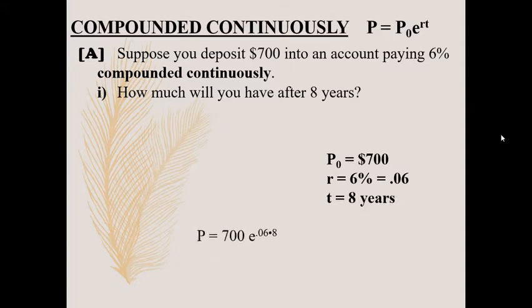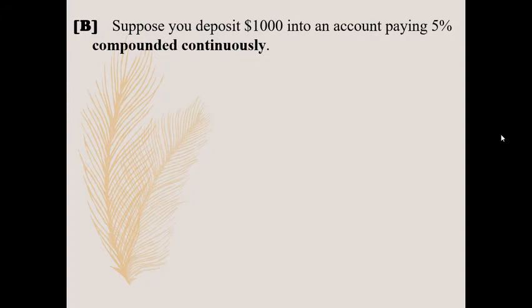So this is what our equation looks like. Notice that it's 700, Euler's number, to the exponent of 0.06 times 8. And then we would just plug that into our calculator, and we would have $1,131.25. So that is all you're doing for these problems. Let's take a look at another problem.